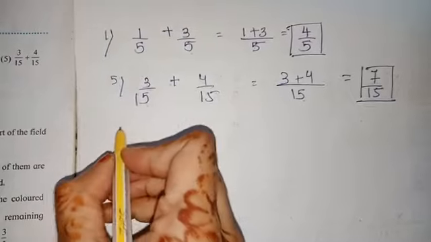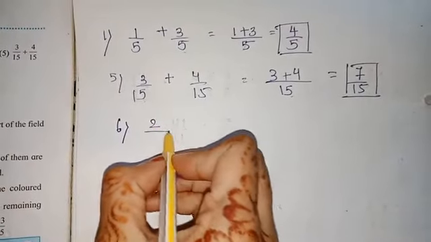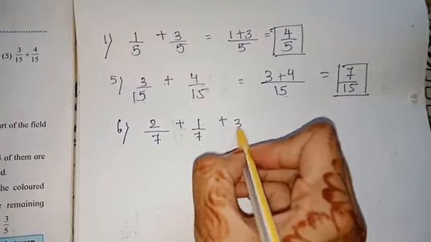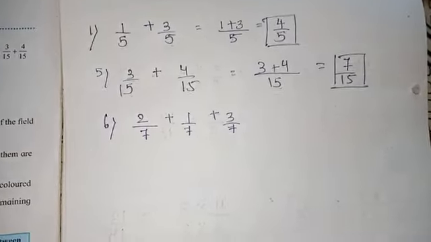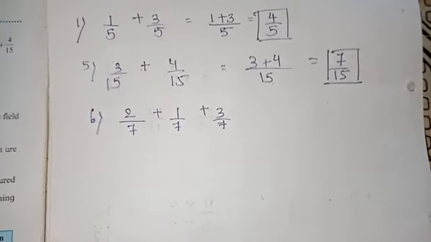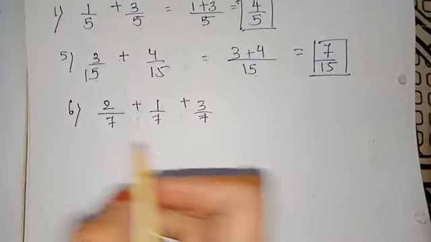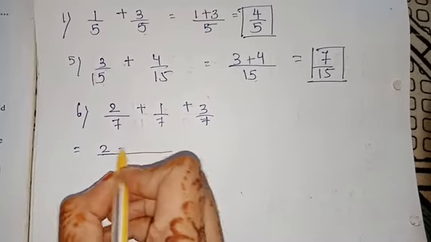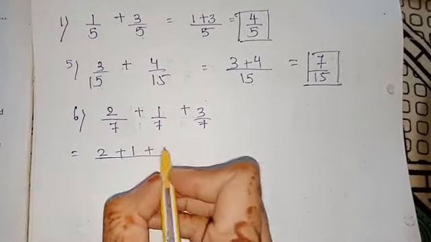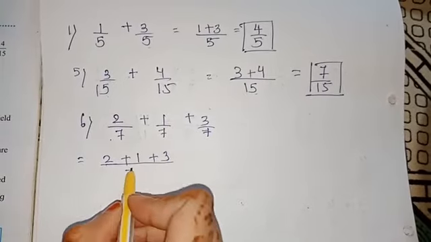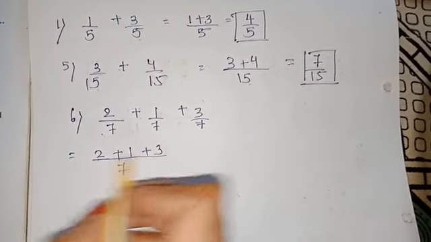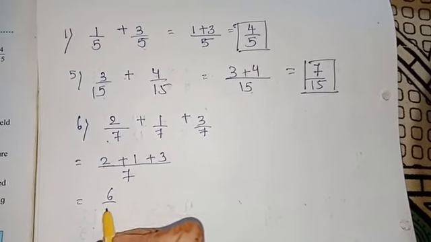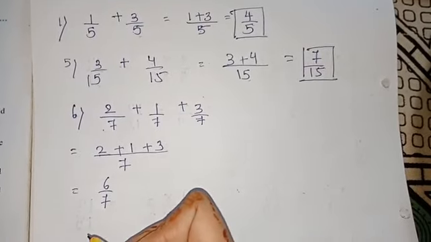Now question number 6. 2 by 7 plus 1 by 7 plus 3 by 7. Now add them. Here also we will only add numerators. 2 plus 1 plus 3, and 7 will come as it is, only one time. Now 2 plus 1 is 3, 3 plus 3 is 6 and this is 7, so we get 6 by 7. Understood?